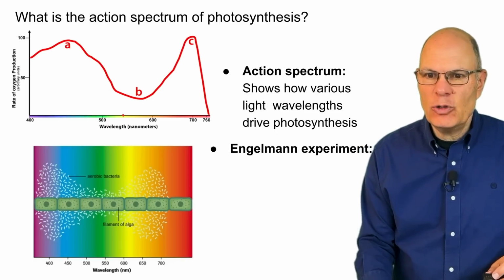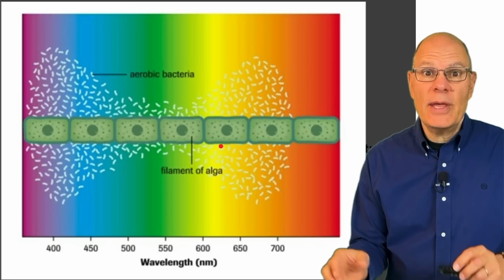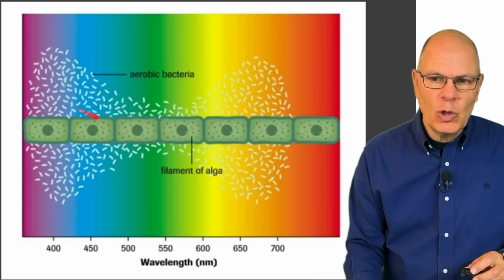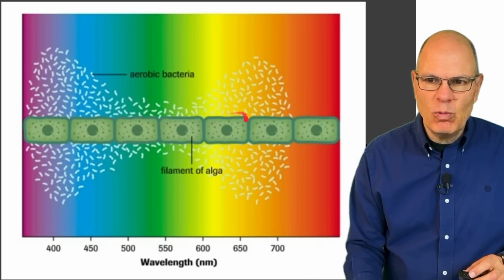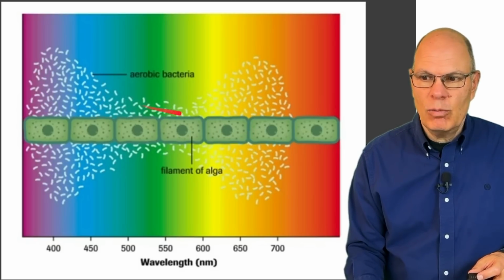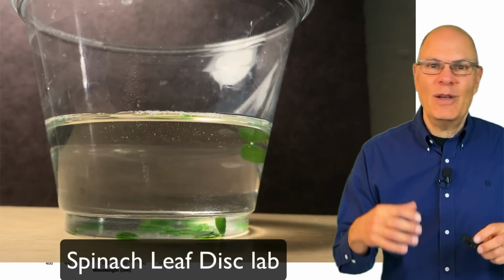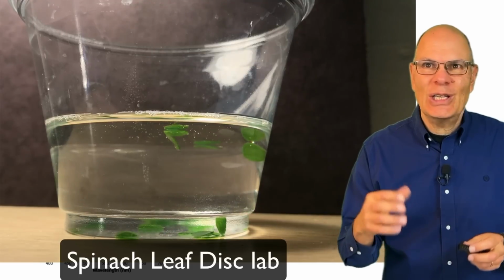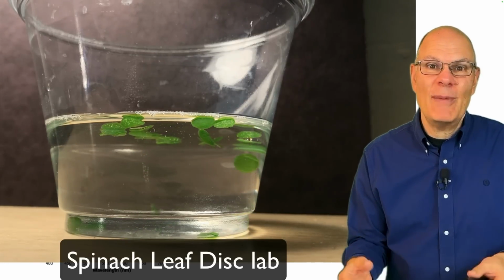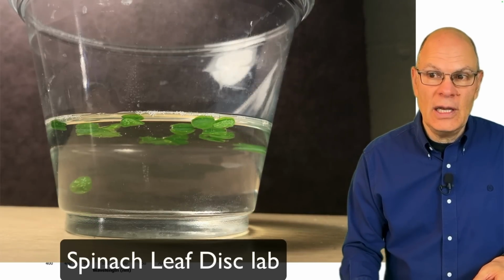Thomas Engelmann in the 1800s did a cool experiment where he grew a filament of algae under light from a prism that divided the light up into its various wavelengths, and aerobic bacteria grew around the filament best in the blue and the red part of the spectrum, and they were able to do that because that's where the most oxygen was being produced. You can, in the lab, and I actually hope that you did, recreate this experiment with the famous photosynthesis spinach leaf disc experiment, where these discs of spinach leaves will rise based on the amount of oxygen that they produced. And you can set different variables like the intensity of the light or the wavelength of the light.